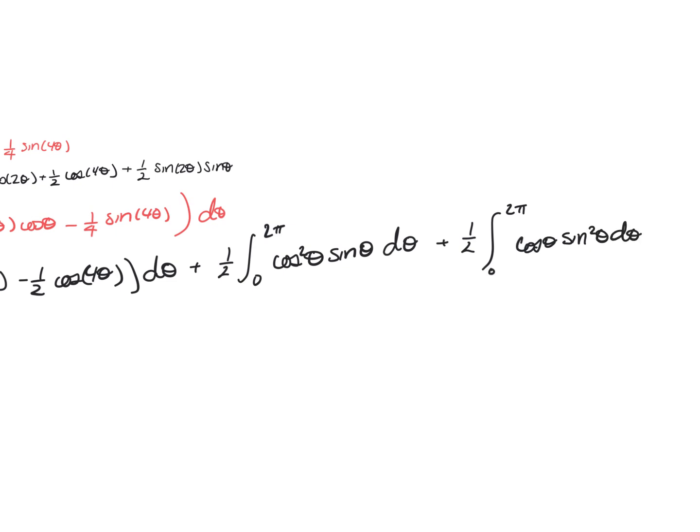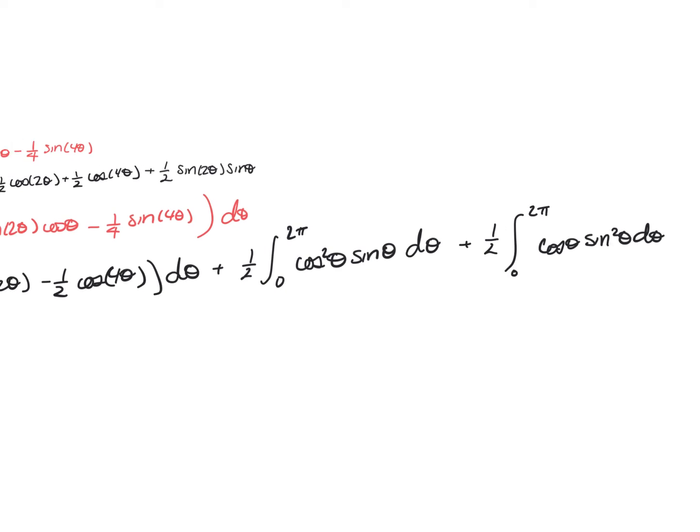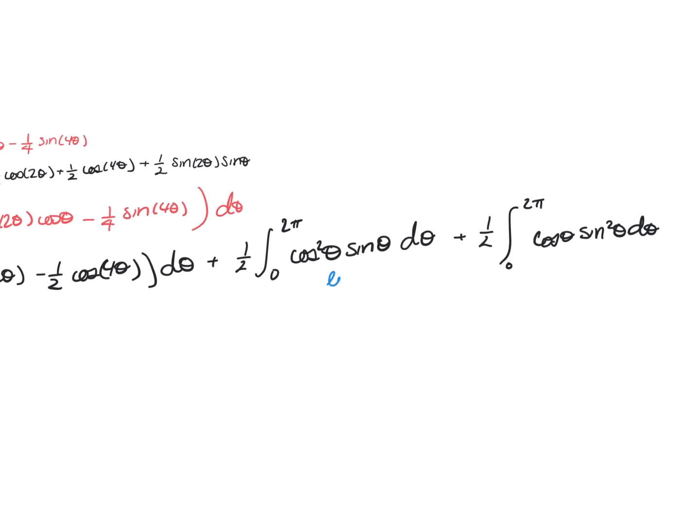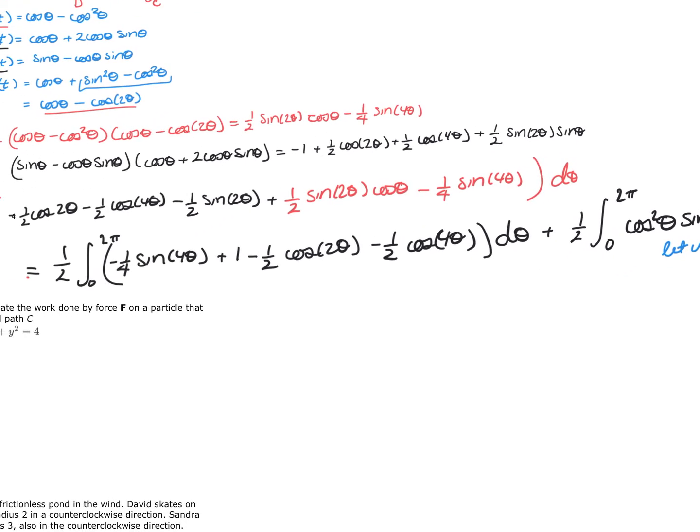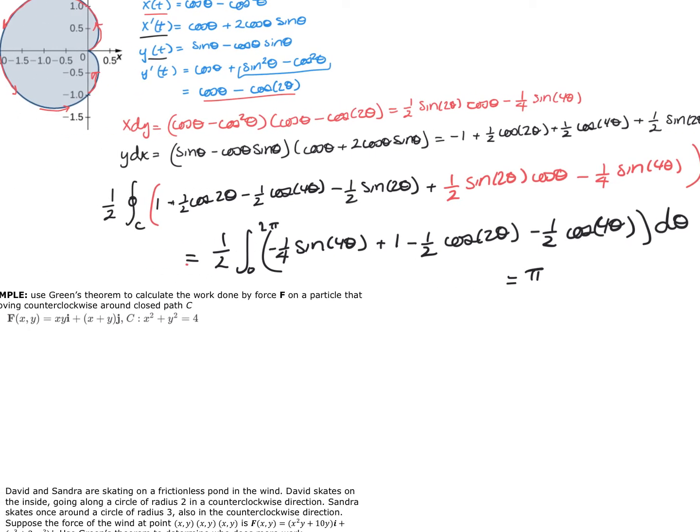You don't necessarily have to do this, but it's kind of nice to be able to see the integrations a little bit easier. And then, of course, you let u equal here the cosine theta. Here you would let u equal the sine theta, the normal u sub. And then these are really just nice, straightforward integrations. And when I'm totally done doing my integrations, I end up with pi. That's a lot of work for pi, but there it is.